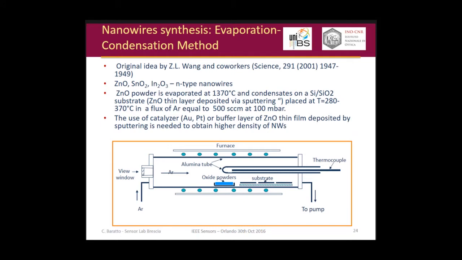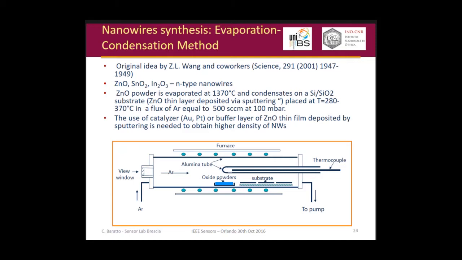So in our lab, we prepare the nanowires by two methods. Indeed three, but I'm not so expert in the hydrothermal growth. So hydrothermal growth is a chemical method. Two physical methods are used. One is the evaporation condensation method. We can prepare zinc oxide, tin oxide, indium oxide, so mainly N-type materials.